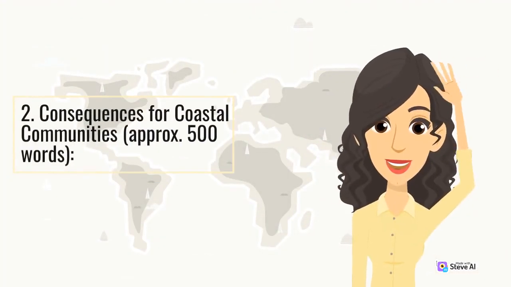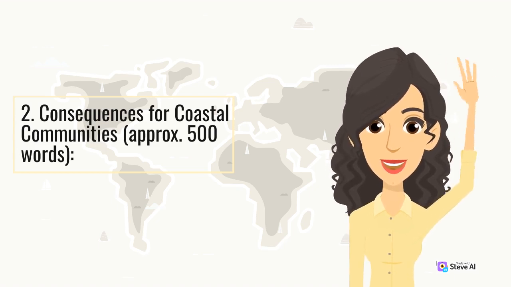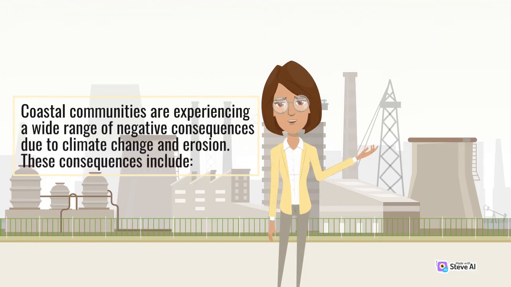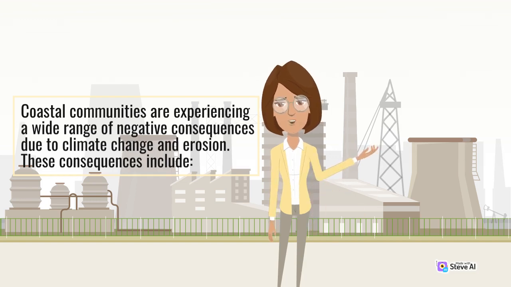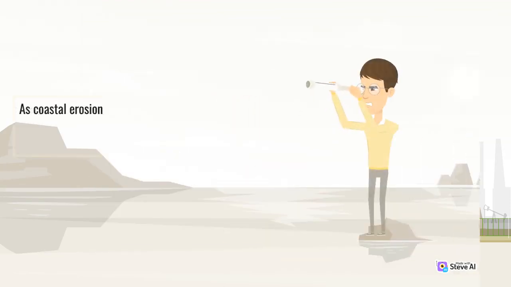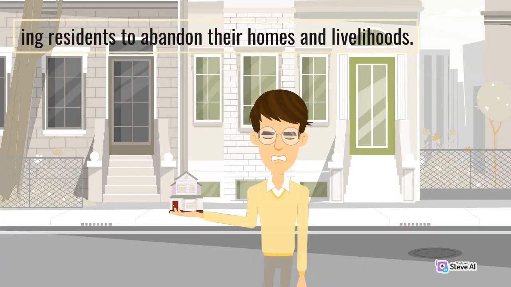2. Consequences for coastal communities. Coastal communities are experiencing a wide range of negative consequences due to climate change and erosion. These consequences include A. Displacement and relocation. As coastal erosion intensifies and sea levels rise, communities are being forced to relocate. Entire villages and towns are at risk of being swallowed by the sea, forcing residents to abandon their homes and livelihoods.